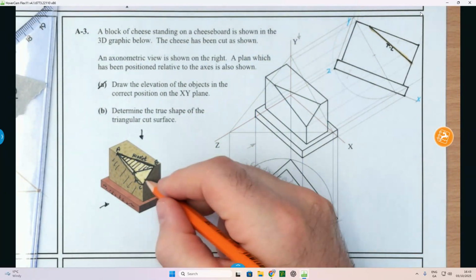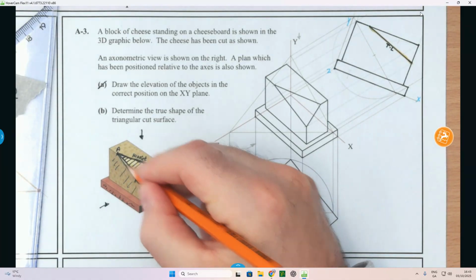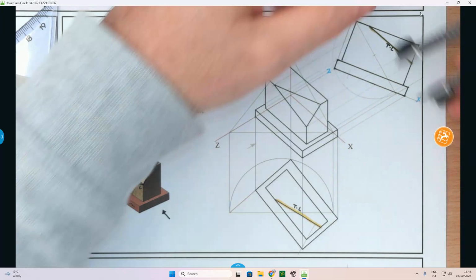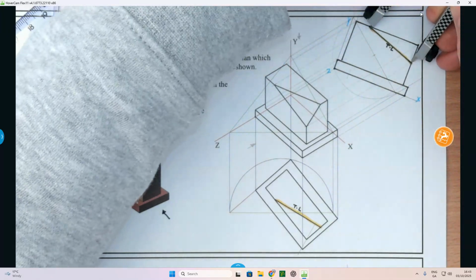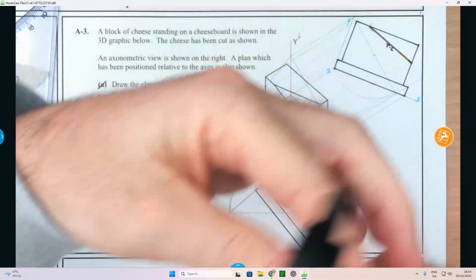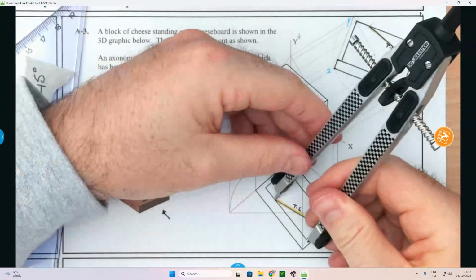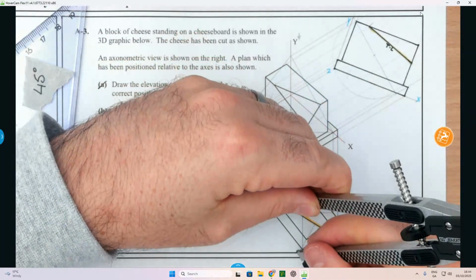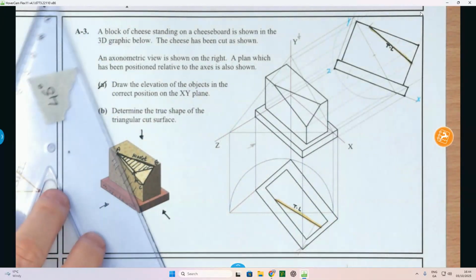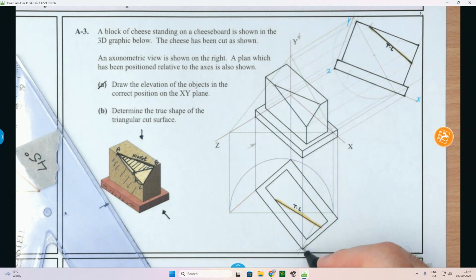Now the question is, do I have the true length of the line AC? Yes, I do. That was this line up here. So if I take that distance on my compass, and I come down to this point here, and I swing an arc to cut the rotation. Kind of hard to see it now, but that arc cuts the rotation right about there. It looks like it.